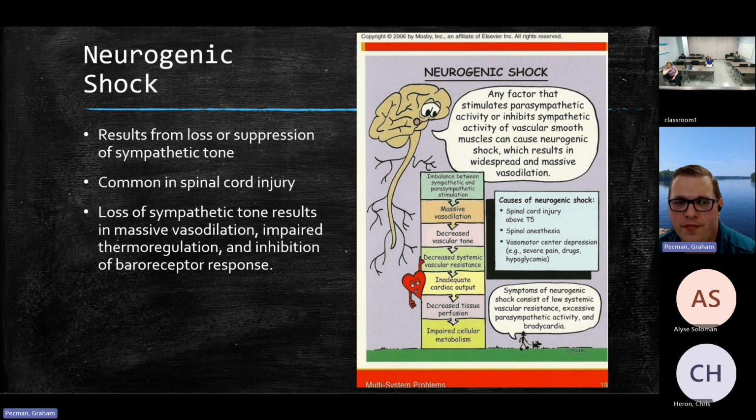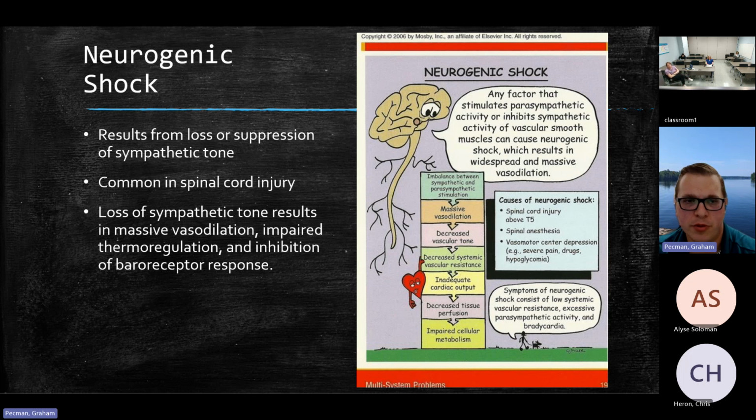Another subtype of distributive shock is neurogenic shock. This is a result of loss or suppression of sympathetic tone from the spinal cord, common in spinal cord injuries. It results because we're losing or severely diminishing that sympathetic tone. It's going to result in massive vasodilation, impaired thermoregulation, and inhibition of the baroreceptor response.